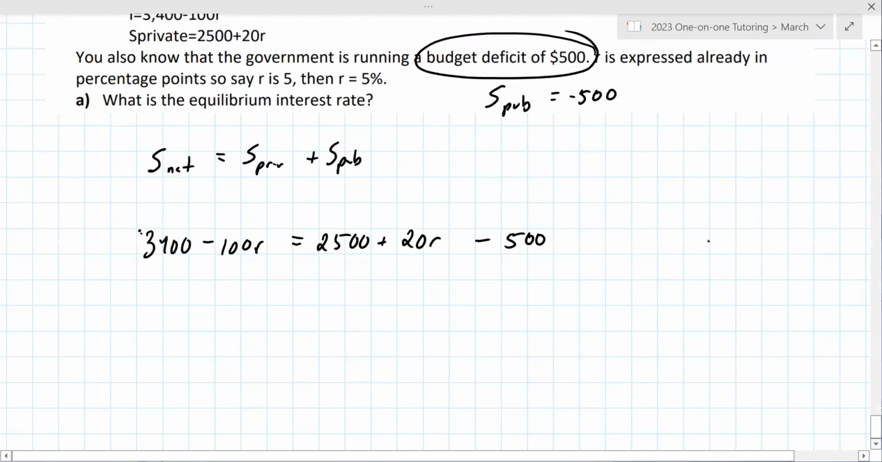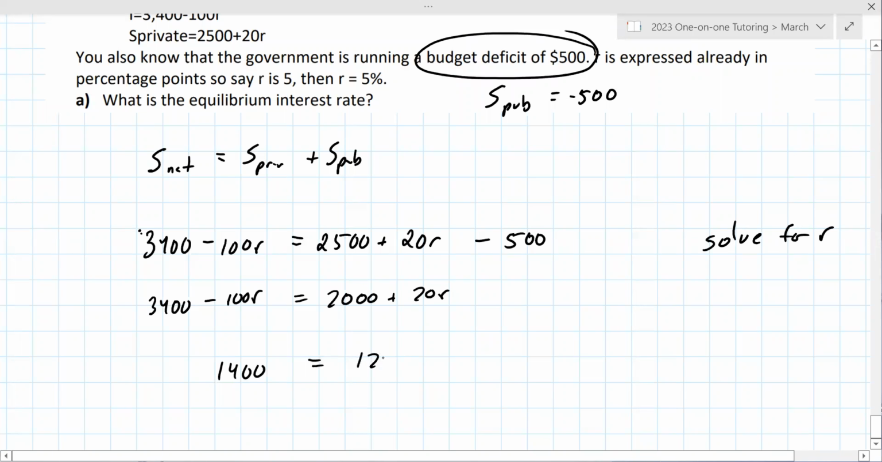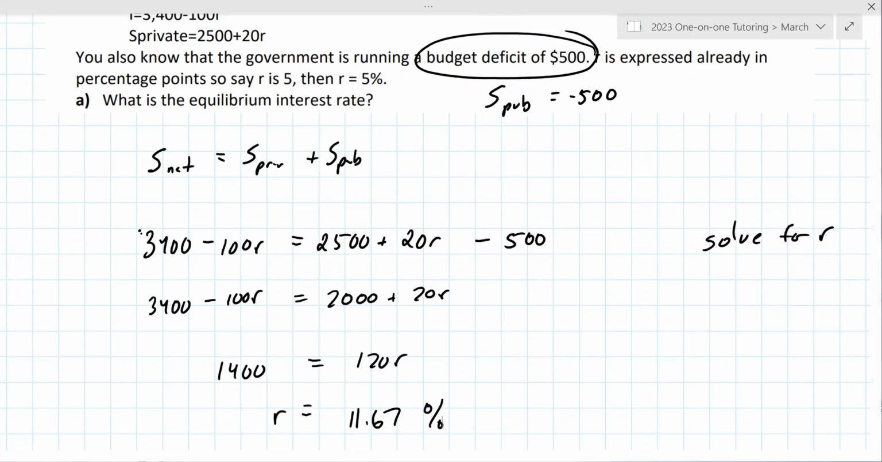So now you're just solving for R. You just move some things around. On the left it's 2,000 and on the right 2,000 plus 20R, 3,400 minus 100R. Move some things around here, 1,400 equals 120R. R ends up being 11.67%. Cool. That is the equilibrium interest rate.